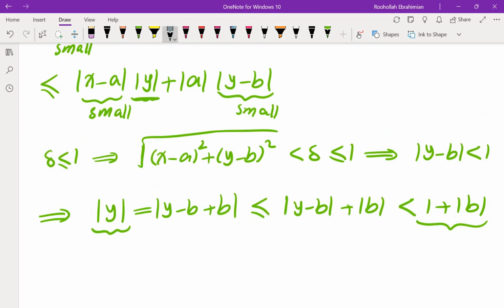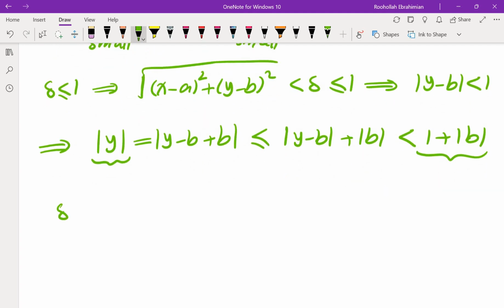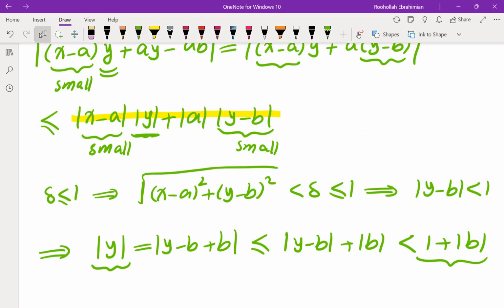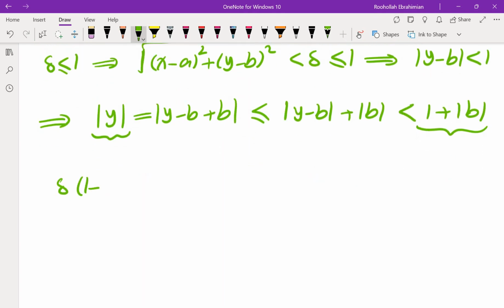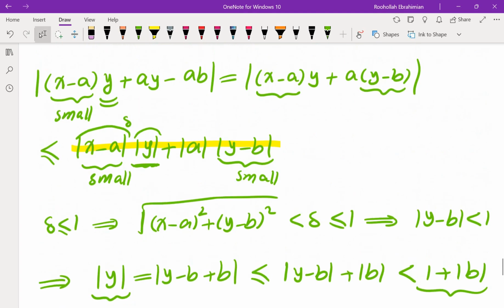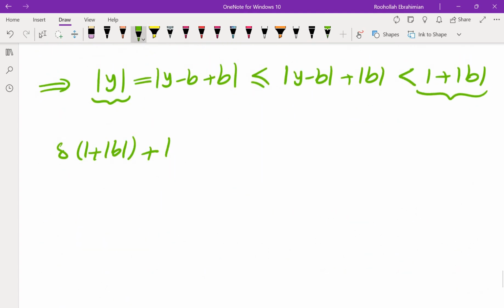Now this quantity that I have here, the first portion, the absolute value of x minus a, is less than delta. The second portion, the absolute value of y, is less than 1 plus the absolute value of b, and I can replace the first with delta. Plus this one is the absolute value of a, and the other factor is less than delta. So the absolute value of a times delta.